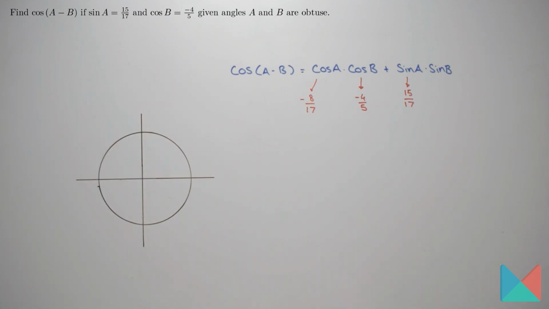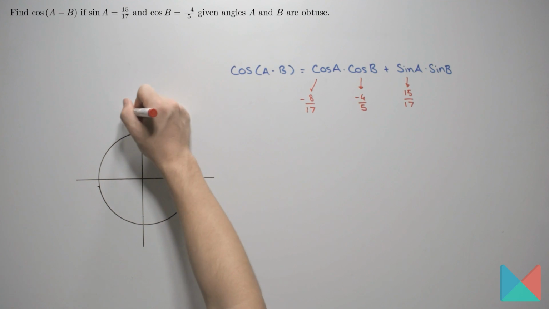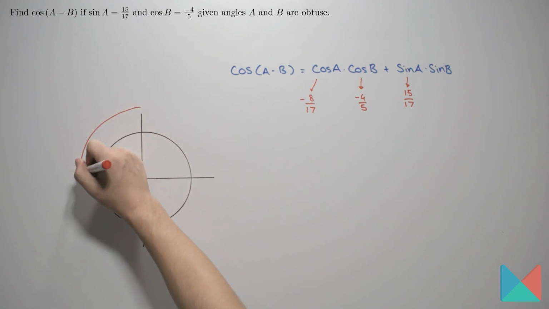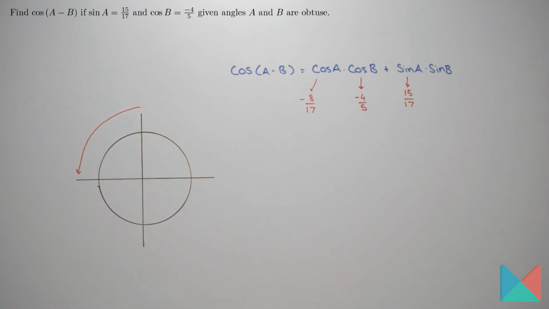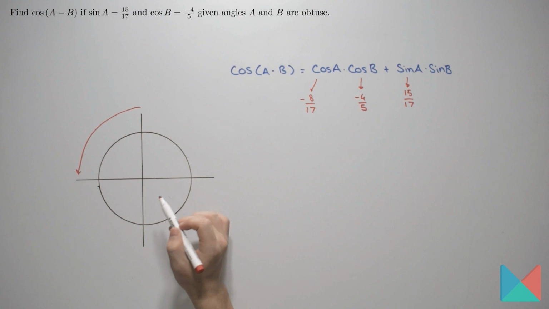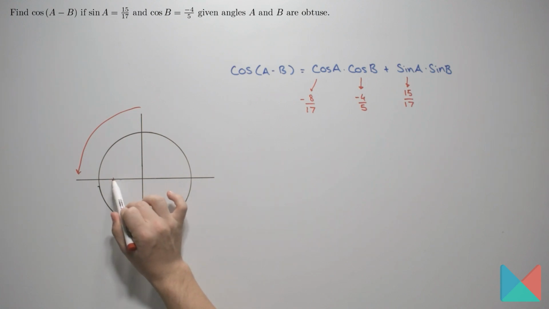In order to find our value for sine of B, we need to label our angle B on the unit circle. So first, starting with our domain, remember our domain is between 90 and 180 degrees, as we're given that angles A and B are both obtuse angles. And we're also given the information that cos of B is negative 4/5. So this means that our cosine value, remember cos is always read off the x-axis, is negative 4/5. And negative 4/5 is going to be about this value here.